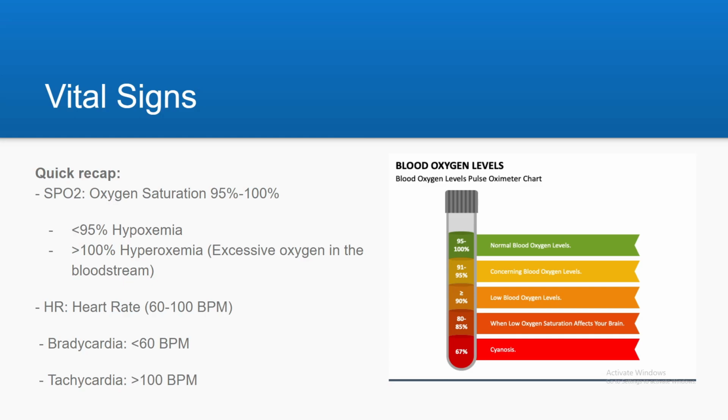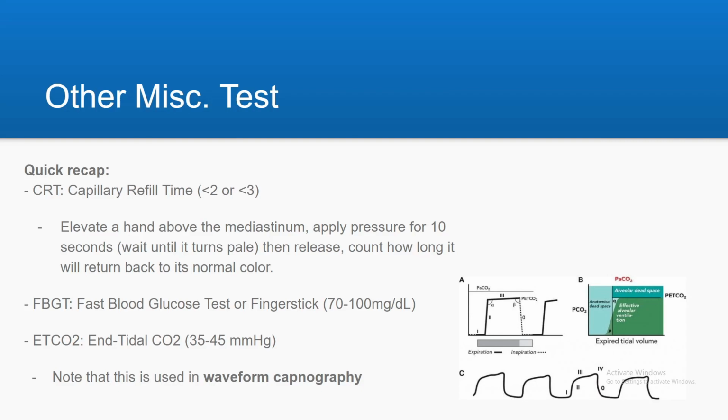Normal heart rate is 60 to 100 BPM, or beats per minute. Bradycardia is classified as a heart rate of less than 60 beats per minute, and tachycardia is classified as a heart rate of greater than 100 beats per minute.